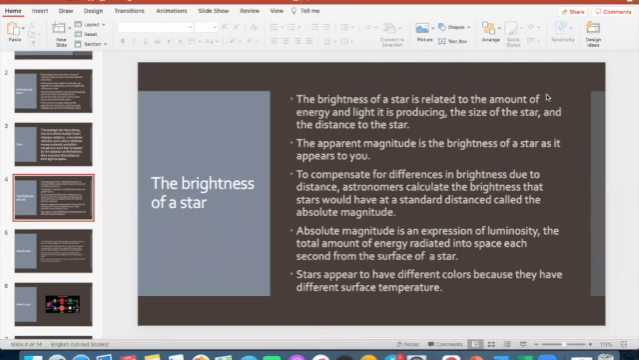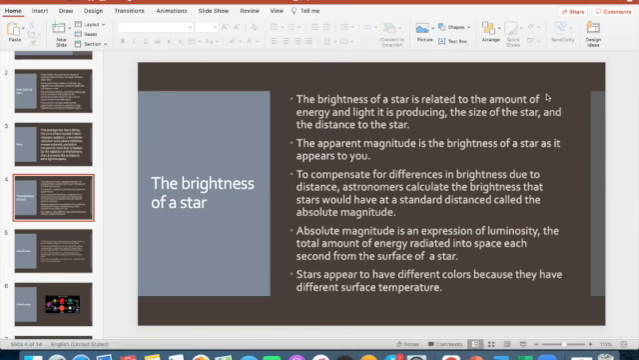The brightness of a star is related to the amount of energy and light it's producing. The size of the star and the distance to the star also matter when it comes to measuring the brightness of that star. The brightness of a star as it appears to you is called the apparent magnitude. To compensate for differences in brightness due to distance, astronomers usually calculate the brightness that stars would have at a standard distance, and this standard distance is called absolute magnitude.